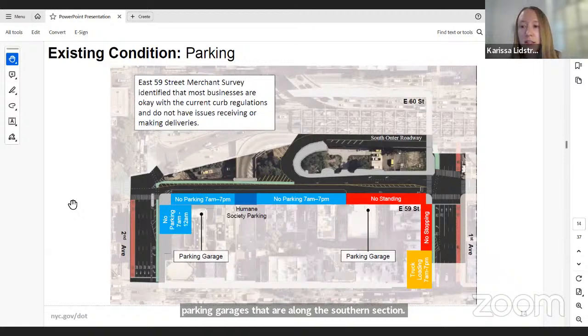And then taking a look at the existing curb regulations, they really vary in this area. Some of the curb regulations allow for quick pickup, drop-off, or loading and unloading if you're in the no parking area. We also have some truck loading over on First Avenue. We did conduct a merchant survey where we talked to the businesses along 59th Street, and generally all of them said that the current curb regulations are meeting their needs.